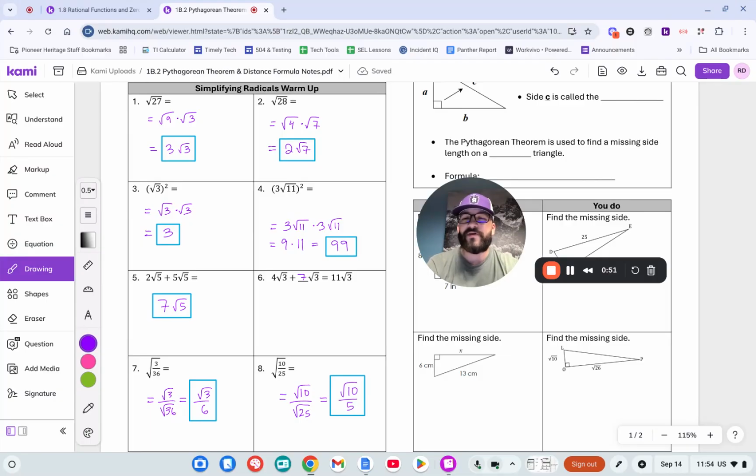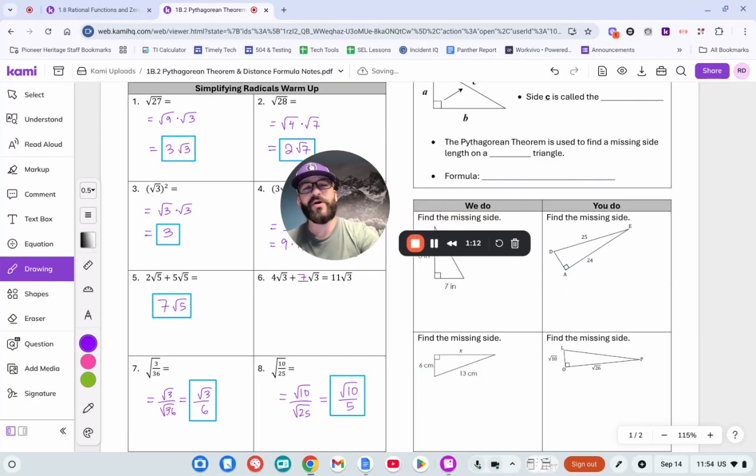5 is 7 square root of 5. 6 is that missing number of 7 to make 11 square roots of 3. And then 7 and 8 are those split radicals because of the division. So we can't simplify the top, the numerator, but we can root that denominator on both of those.